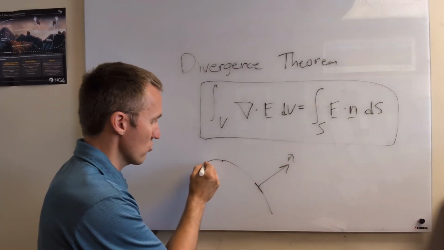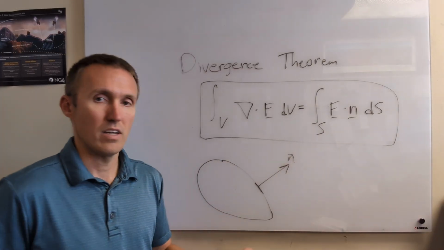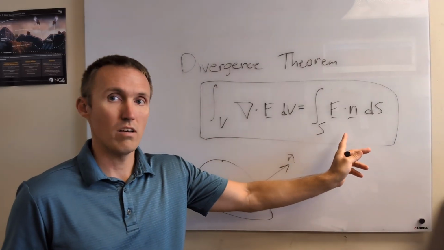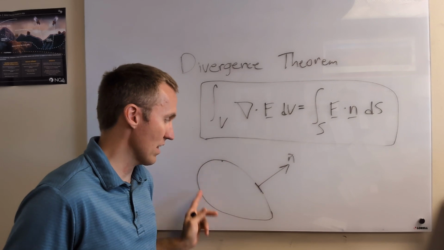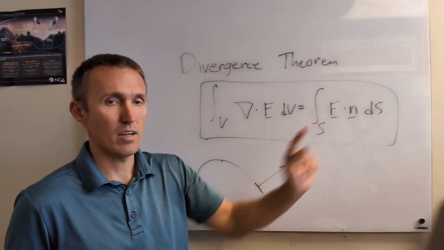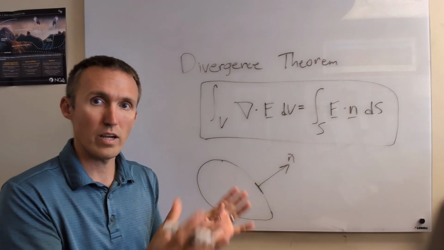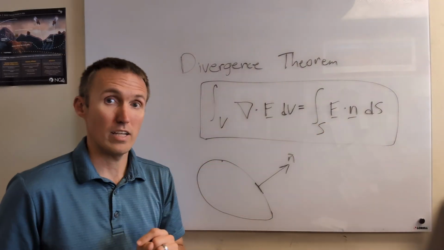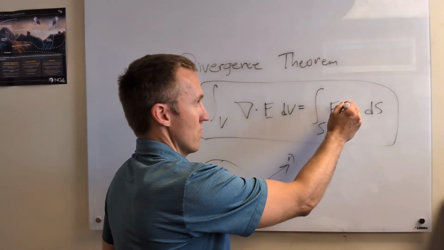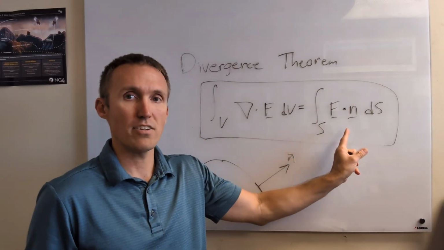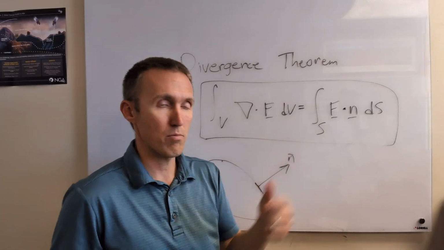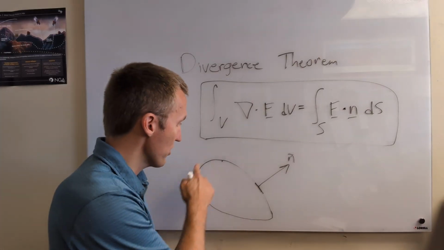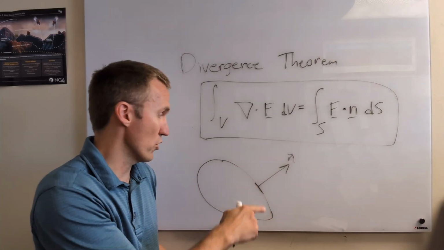in this volume, and maybe I can just draw a little volume here, then that divergence integrated over the whole volume is equal to the field times the normal vector that's just on the surface times the surface increment. So we're basically going to integrate over the surface and get the component of the field which is parallel to the normal. Remember, this is a dot product. Both our field and our unit normal are vectors, so we take a dot product of two vectors. That gives us a number, and we're going to integrate that number over the surface of our volume.